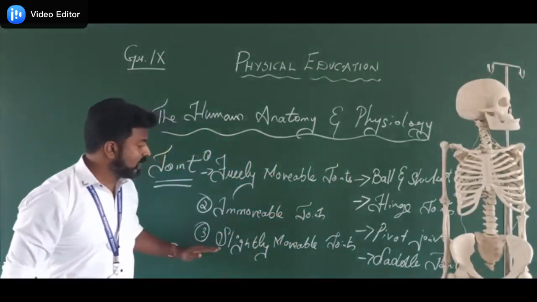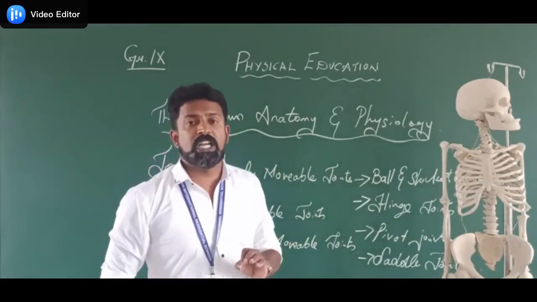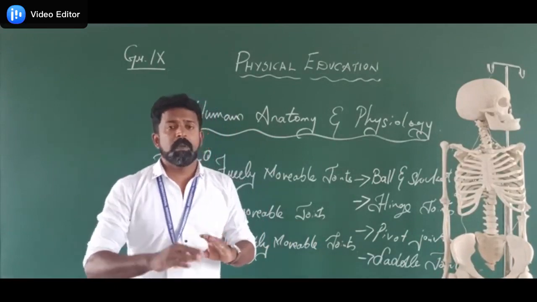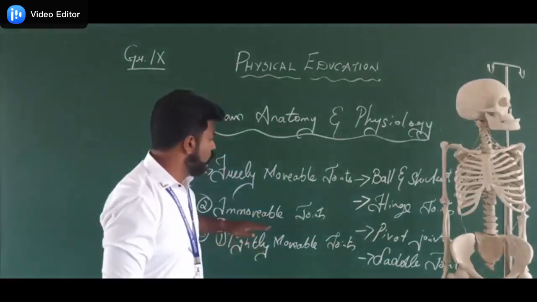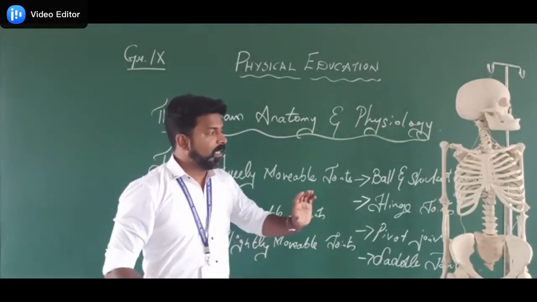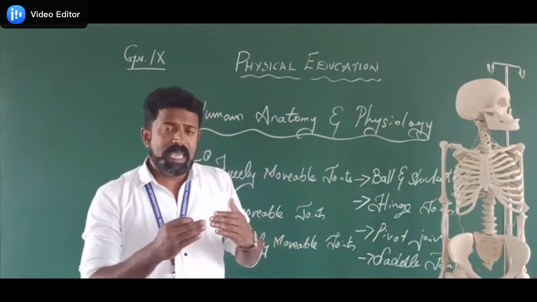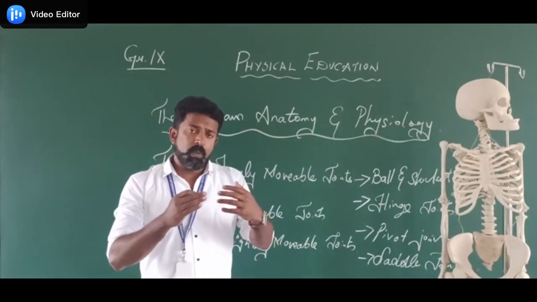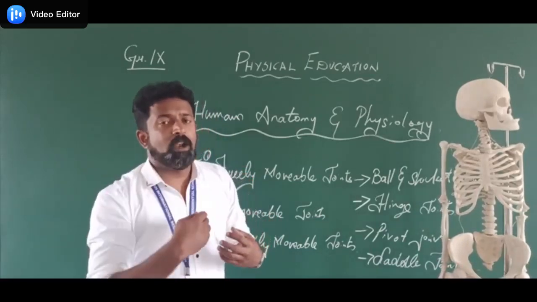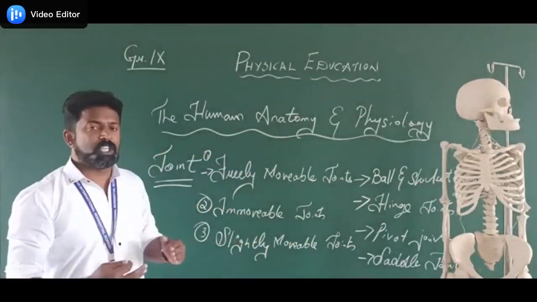The second one is slightly movable joints, also called partially movable joints. When I say partially movable joint, the movement will not be much, but it is not immovable either. There will be a slight movement. For example, the rib cage. When you inhale oxygen, the lungs expand, and the rib cage expands to give space to inhale oxygen. So that is the slightly movable or partially movable joint.